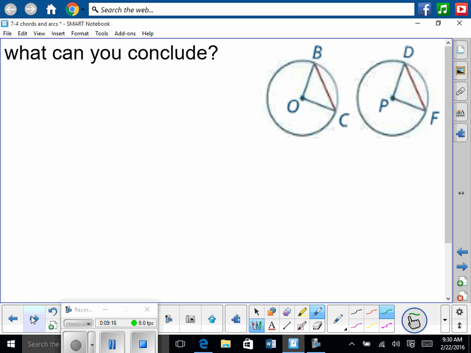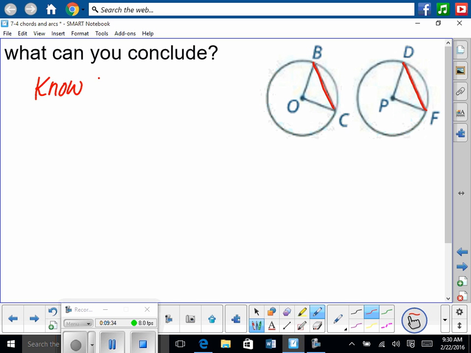What can we conclude? So first of all, notice we have this line is red and this line is red. So that must mean that they're trying to show in color that those are equal, okay? So we know, this is what we know. So I'm going to write it down. We're kind of showing some kind of proofy type stuff today.